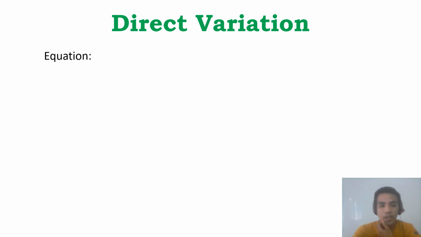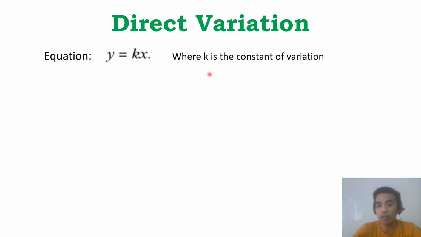So, we have the equation for direct variation. It is written as y equals kx. So, ito yung equation ng direct variation. Okay, where k is the constant of variation. Yung k is the constant of variation. It is the rate of change. Okay, tinatawag rin siyang variation constant, or proportionality constant, or constant of proportionality.